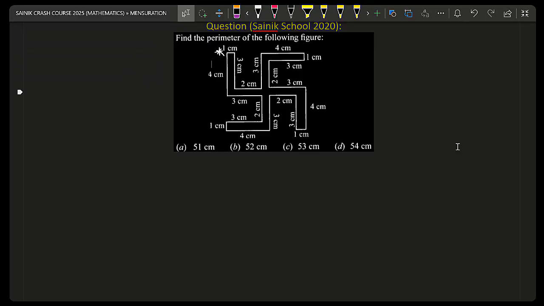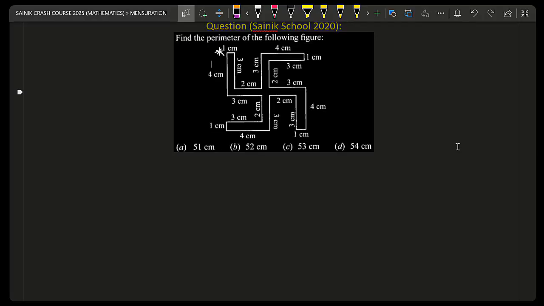Yes, sir. Sir, the pattern is repeating: 4, 3, 2, 3, 1. That means it is repeated 4 times. Why add all of them? Just find one part first, the first term, and then multiply by 4. Yes, that's it. Why add all of them?